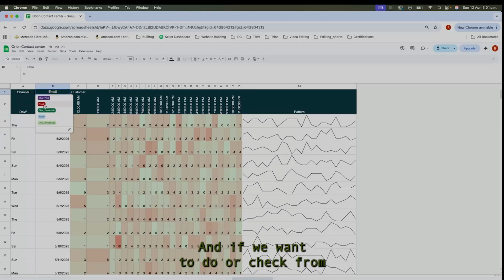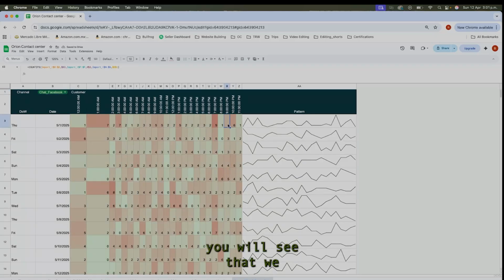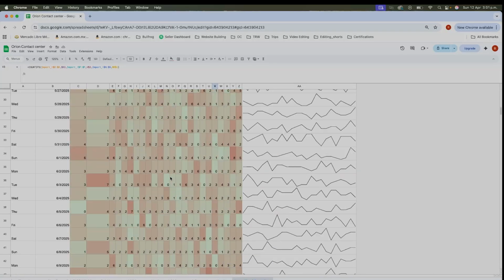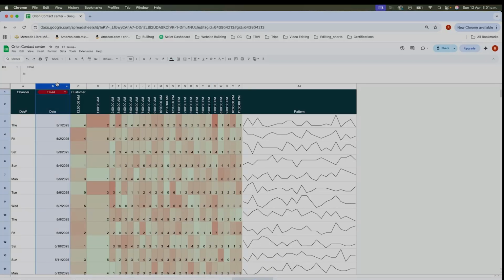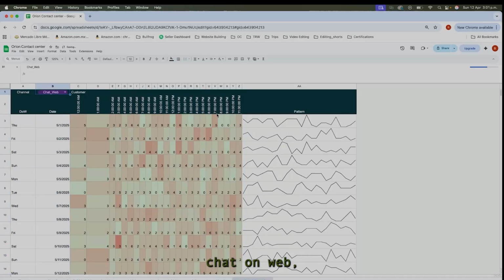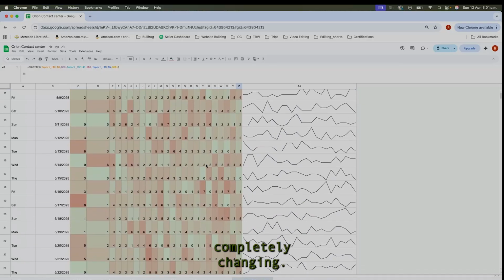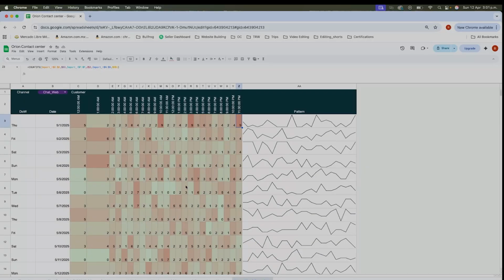And if we want to check Facebook, you'll see that we experience some different arrival patterns here. If we want to use another one, we already see chat on web, and you'll see that the amount of volume is completely changing its patterns. So this is important to know, because in a contact center environment you need to know exactly what's going on with your contact center.